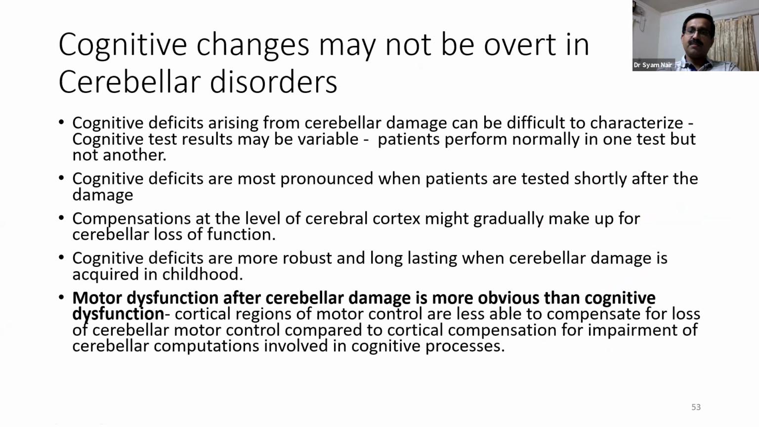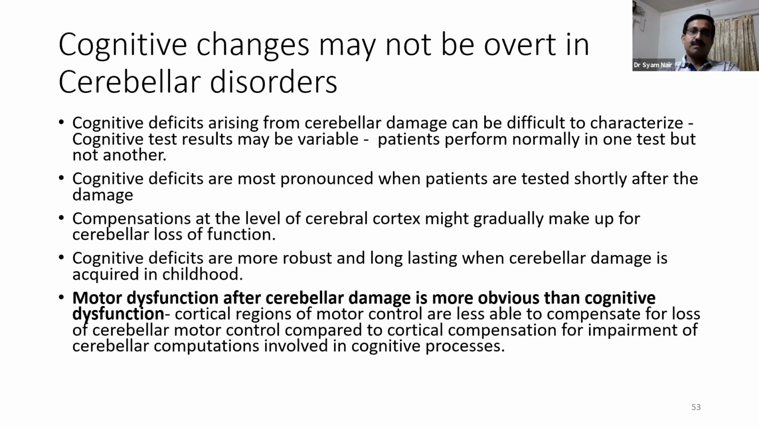Very rarely will you see patients with cerebellar disorders complaining of cognitive symptoms. That is because cognitive deficits arising from cerebellar damage can be difficult to characterize. The cognitive test results may be very variable, and patients sometimes perform normally in one test, but may not perform normally in another test. And these deficits are most pronounced when patients are tested shortly after the damage. But in the acute phase of cerebellar disease, patients will be severely disabled by their motor symptoms, so cognitive testing is often not possible.